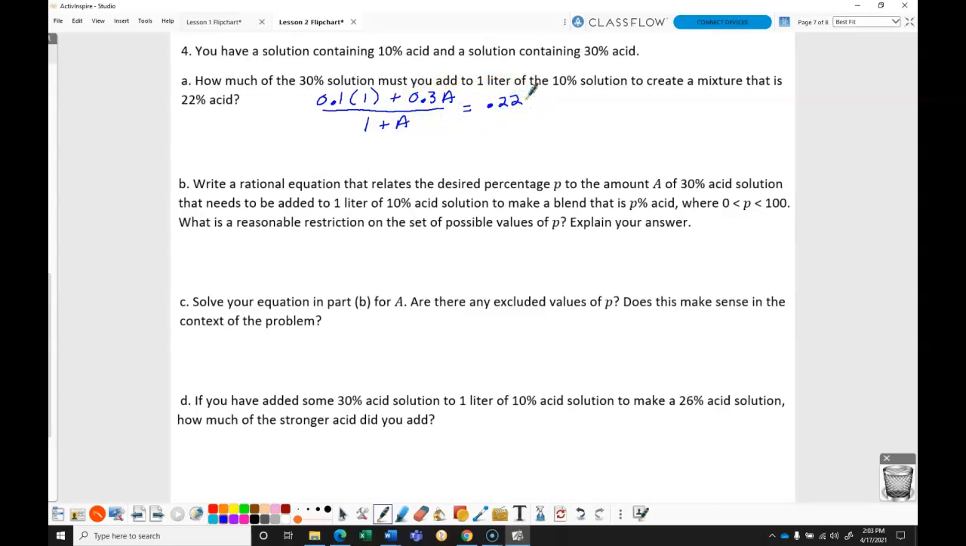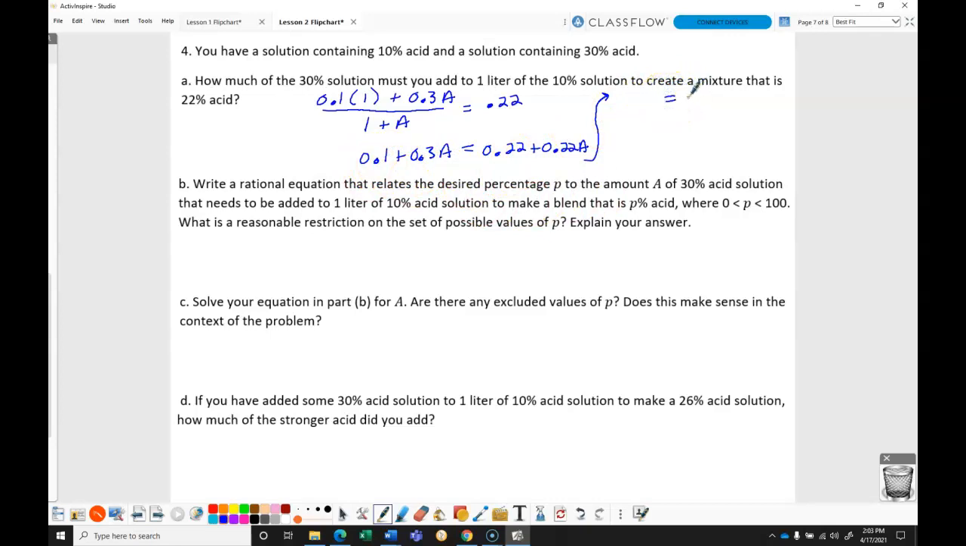So we put 0.22. When I simplify this, that's just 0.1 plus 0.3a equals, and I'm going to multiply this side by the denominator. So it's 0.22 plus 0.22a, because I'm going to distribute that to both pieces. Then I'm going to get the a's all on one side and everything else on the other side. So what I'm going to do is subtract 0.1 from both sides.